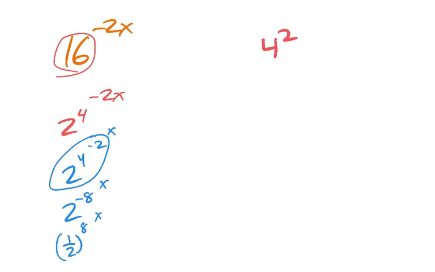If I write this as 4 to the 2nd to the negative 2x, this could be 4 to the negative 4x, which would be 1 over 4 to the 4th to the x. Oh, that's it. Do we have this anywhere? Do we have a 1/4 somewhere? We have a 1/4 to the x. We have a 1/2 to the x, so.